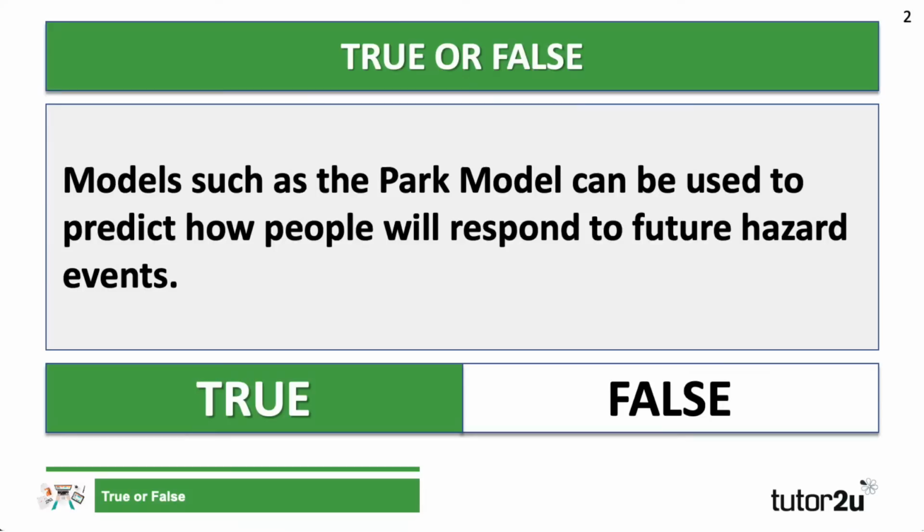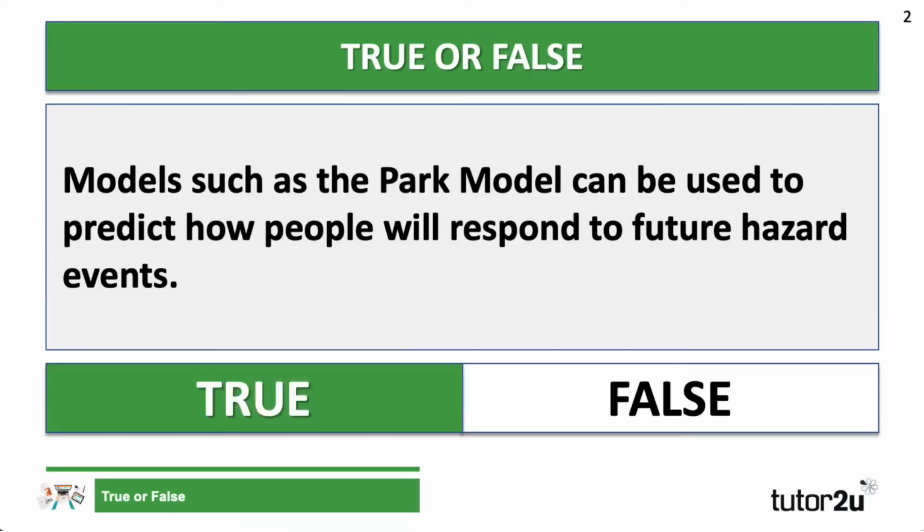Okay, let's have a look at the second one. Models such as the park model can be used to predict how people will respond to future hazard events. What do you think? So again, we've got a little bit of a split here. I'd say almost a 50-50 split, Catherine. Let's have a look at the answer for that one then.